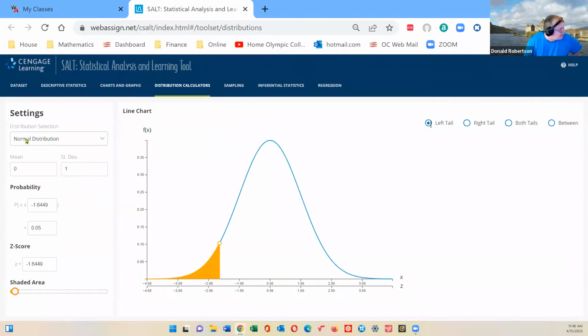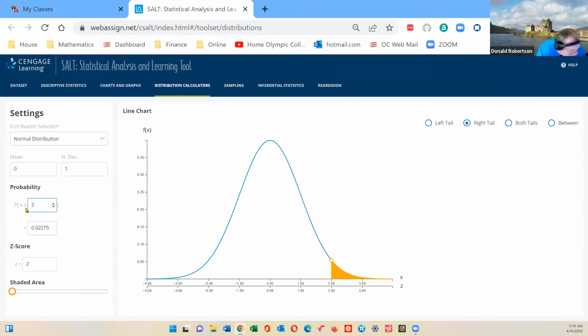Now, make sure that it says normal distribution. Isn't that one of the other names for bell-shaped? Bell-shaped, symmetric, normal. Mean of 0, standard deviation of 1. That's what you use when there are z-scores. And I want to be greater than 2.1. Now, if you look at this little picture, do you see that it's actually telling you less, to the left? So if you want greater than, you hit this thing called right tail. And I want it to be greater than 2.1.